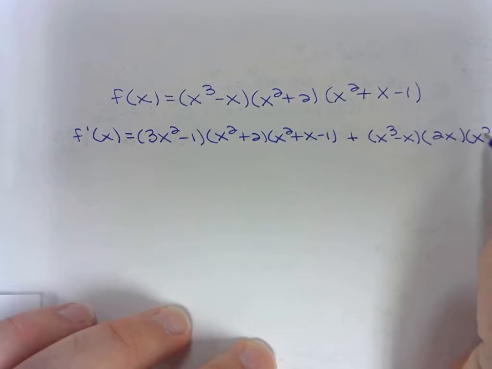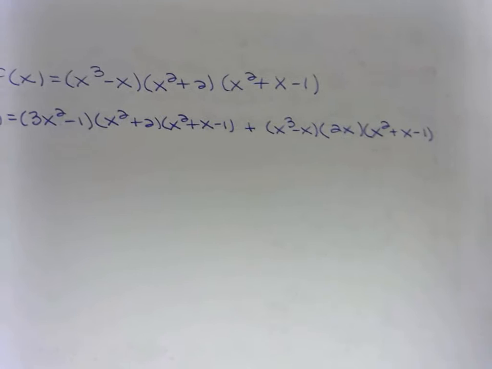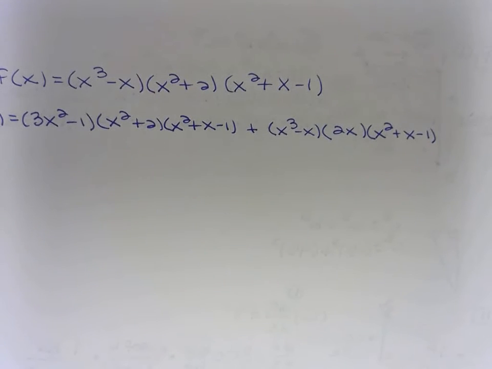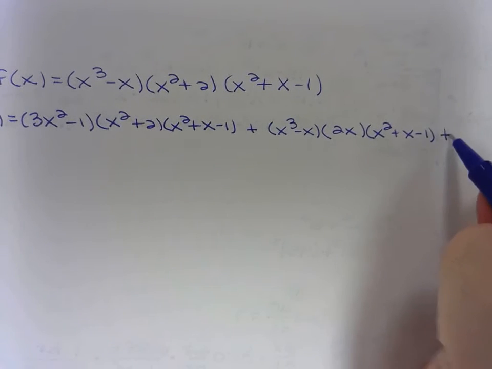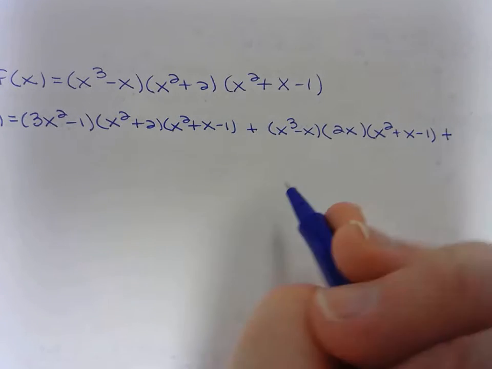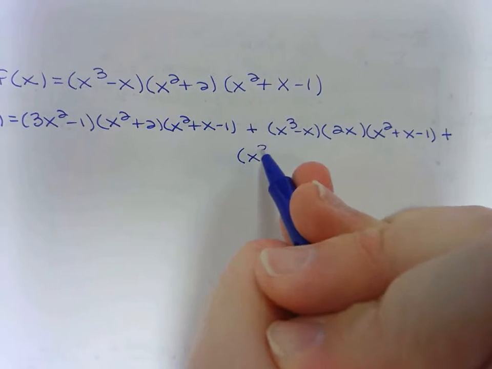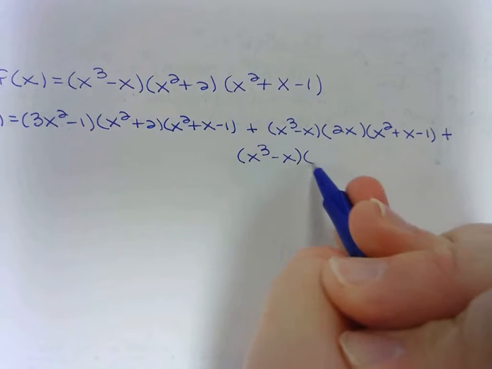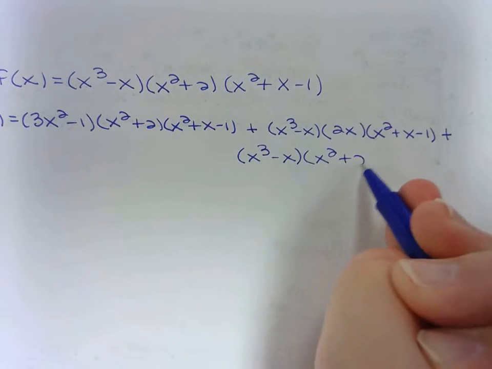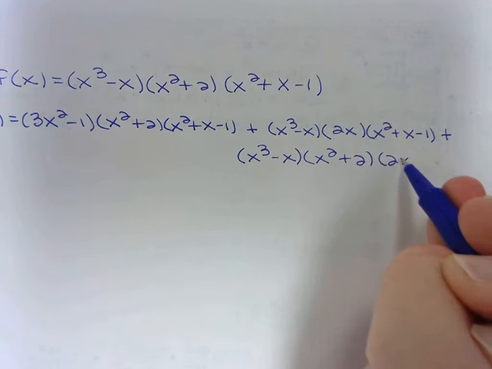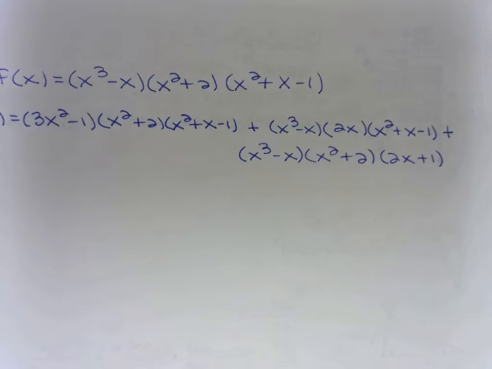As I go through it, we're using the product rule, but you just take the derivative of one of the functions, keep the other 2 the same, plus take the derivative of the middle function, keep the outside 2 the same, plus take the derivative of the last function and keep the first 2 the same, which is 2x plus 1. So that is how you take the derivative of 3.